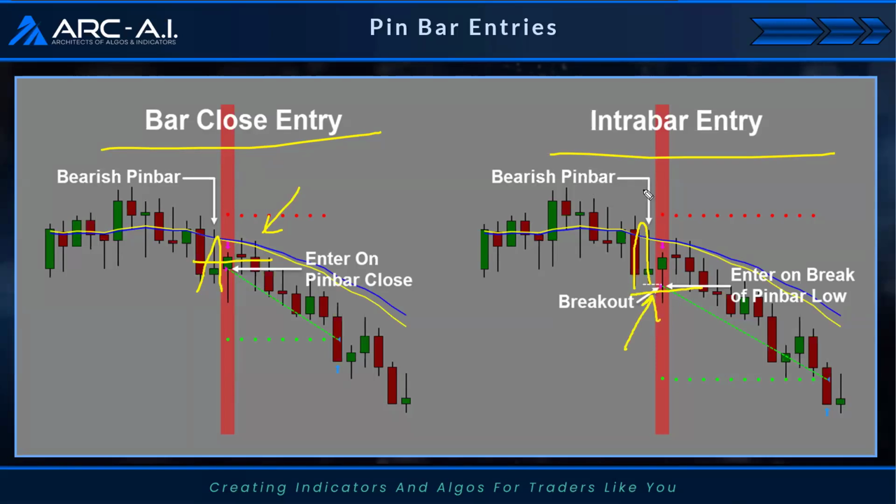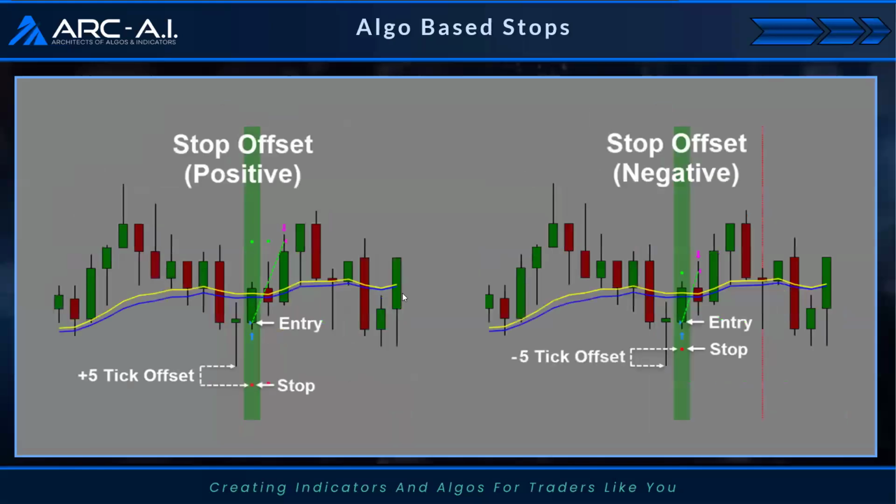With the intra bar, you need to tell the system how many ticks below the bar you want to get in. So a couple different ways that you can enter. Mostly what we're looking at today is going to be bar close entries. We get the signal, we want in. We don't want to wait for it to break the low. We have algo based stops.